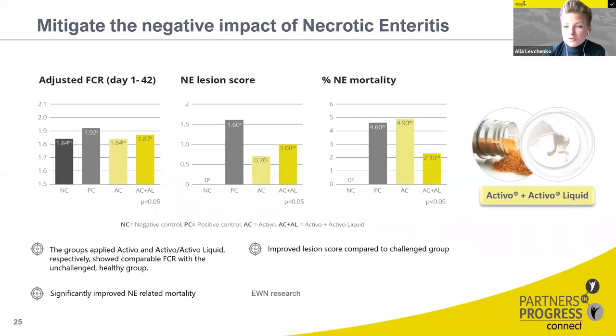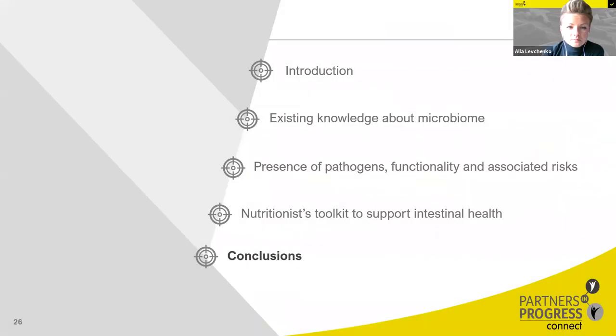So this was the overview of some of the effects of the phytogenic products on E. coli and on the coliforms, and it was in vivo, in vitro, in vivo, and again in vivo study. So after reviewing all the highlights about the microflora and its population, then the pathogens and the risks that they bring, we also looked at the toolkits that we have in our hands to help minimize the risks and the problems that are caused by those pathogens. We come to the conclusions.